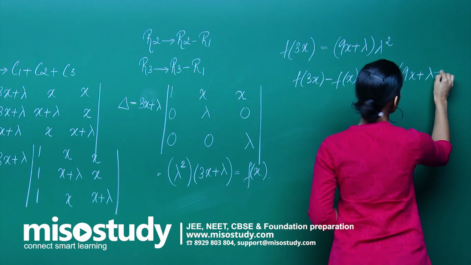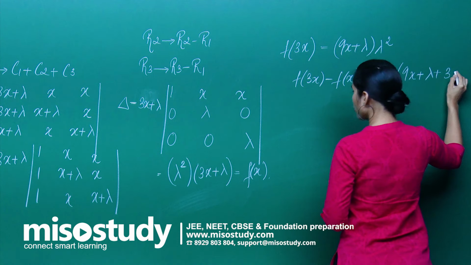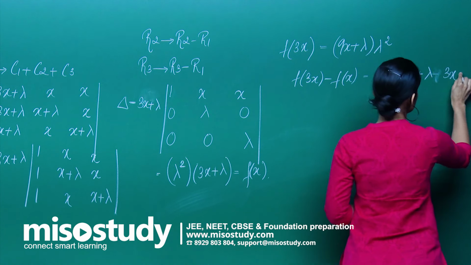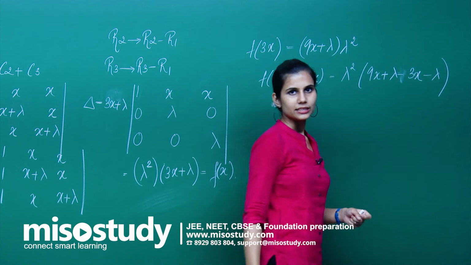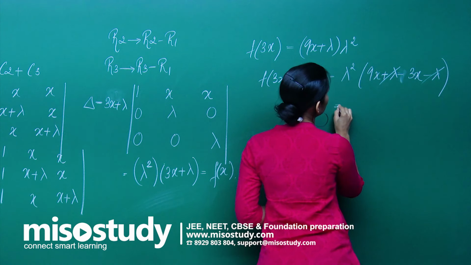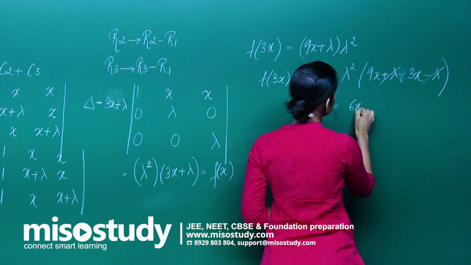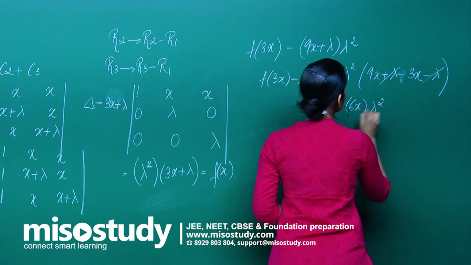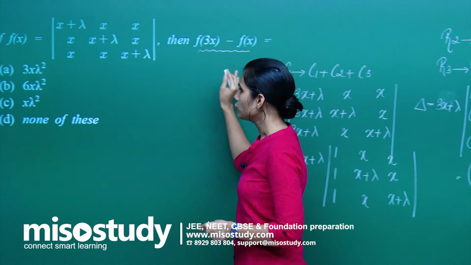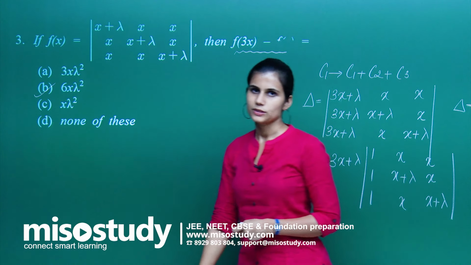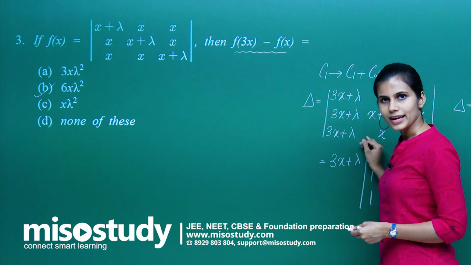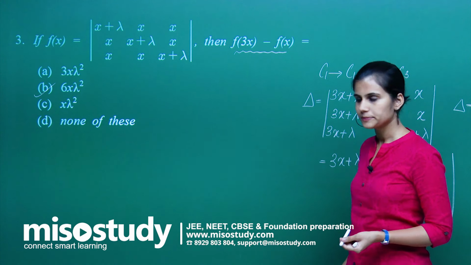So lambda square common, and this is minus 3x minus lambda because we want to subtract it, right? Plus lambda minus lambda cancels. You have 9x minus 3x, which is 6x into lambda squared, and therefore this quantity is equal to 6x into lambda square. Nothing great, I just used the very operations to evaluate the determinant and I got my answer.